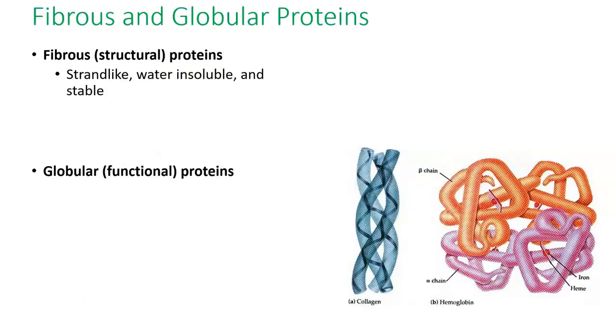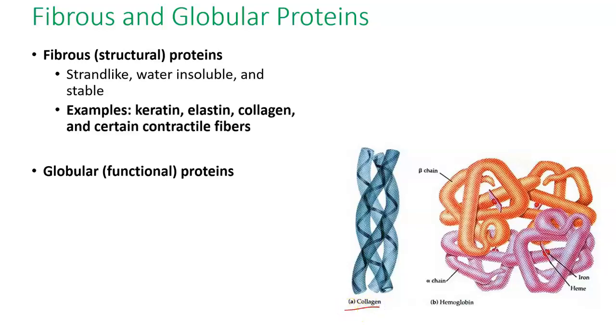There are two types of proteins. We have fibrous proteins, which are involved in structure, and globular proteins, which are involved in function. Proteins are probably the most important macromolecule in the sense that they provide us with structure and they do so many things. Fibrous proteins are strand-like. Here on the left, collagen is the most common. They're water insoluble and they're very stable. Keratin is an example, like in your nails and your teeth, elastin, collagen, and some contractile fibers.